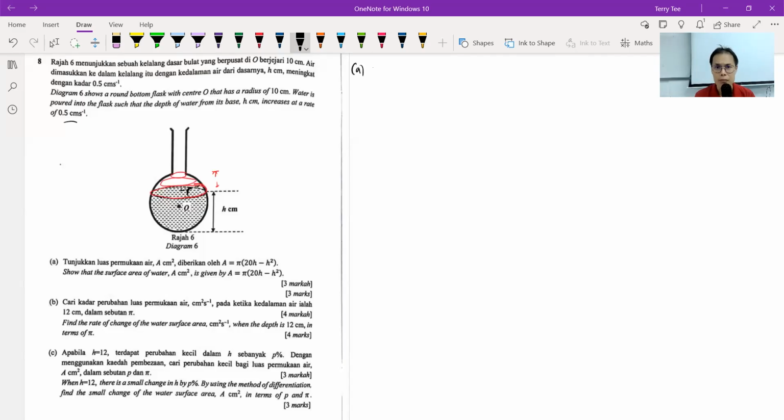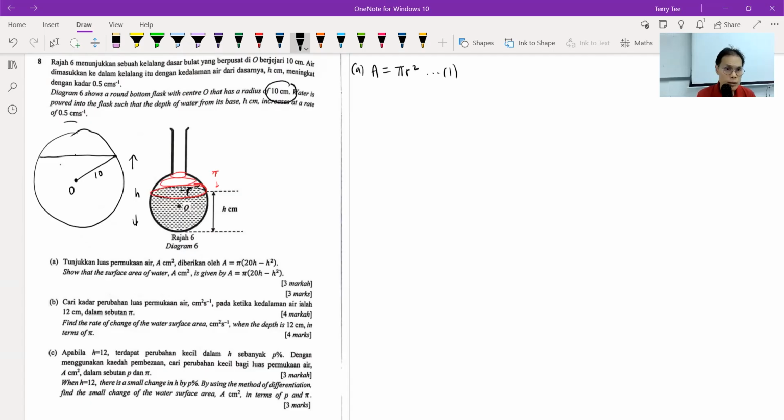We can start off by saying the surface area of the water, obviously a circle, is pi r squared. But to examine the relationship between r and h, maybe I draw a bigger circle for you to see. Sorry, my circle is not very round. Okay, this is better. It's actually above the center of this circle O. The water level is measured from here to here, which is h. Now let me draw this line here. We know that the radius of this circle is 10 cm. So this is 10.